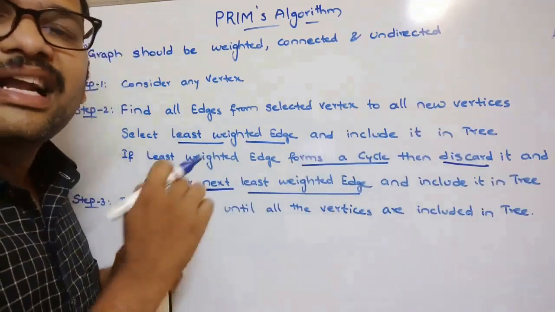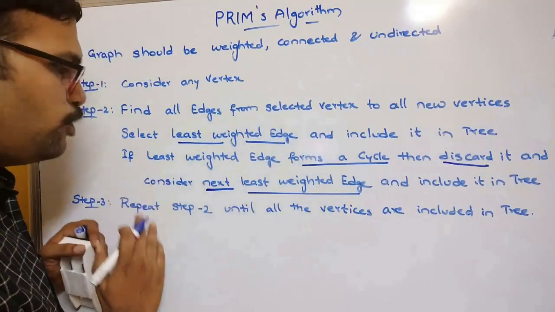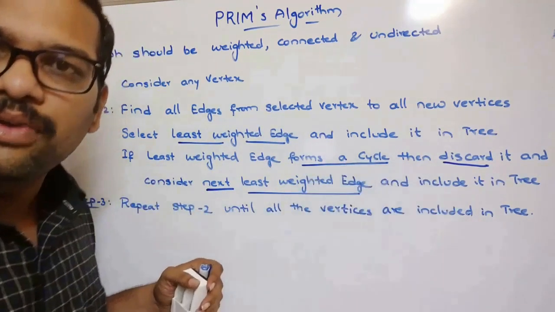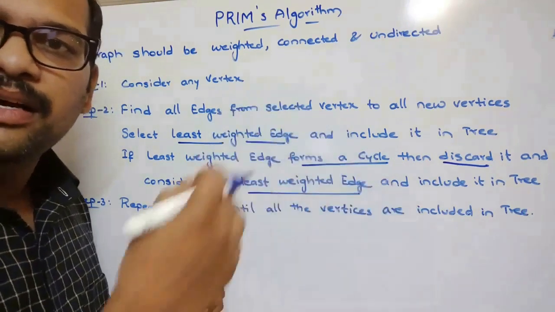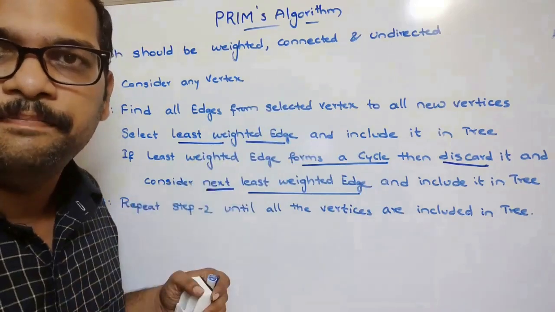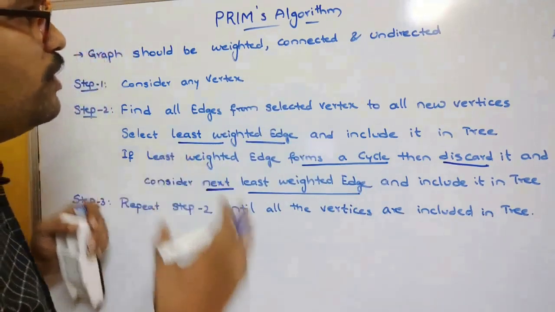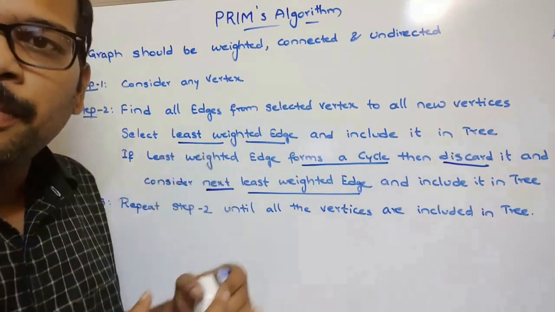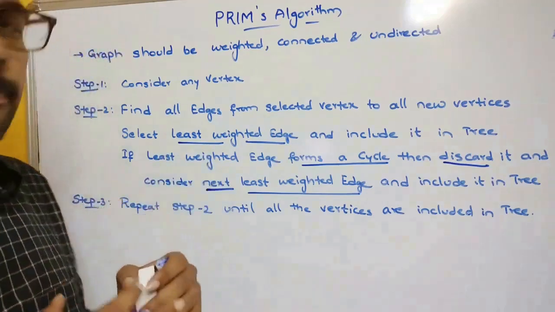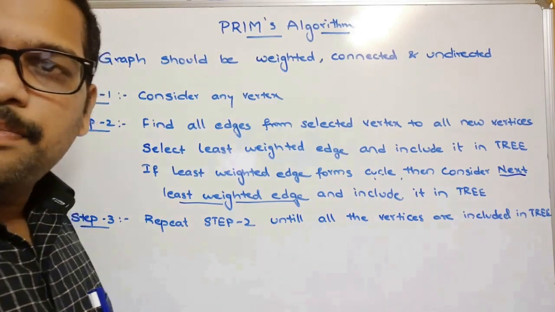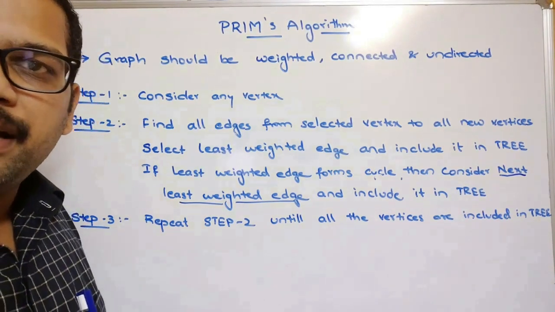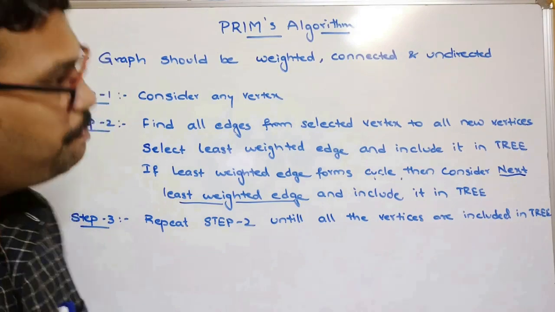And the third step, repeat the same step 2 until all the vertices are included in a tree. So once all the vertices are included, automatically that will be the minimum cost spanning tree. Right? So this is how we need to find the minimum cost spanning tree with Prim's algorithm. So here now we'll see an example and we'll find the minimum cost spanning tree by following all these rules.